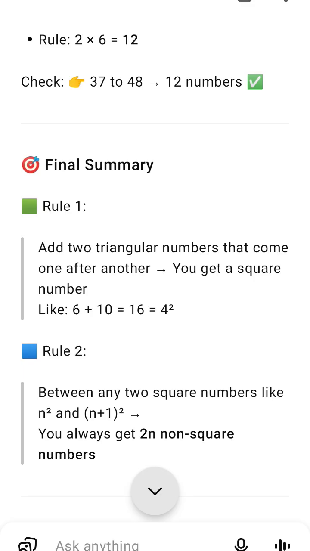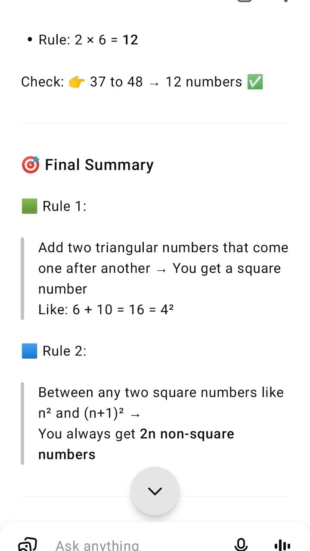Now let's look deeper. Let's count. Between 1 squared equals 1 and 2 squared equals 4: numbers 2, 3, total equals 2. Between 2 squared equals 4 and 3 squared equals 9: numbers 5, 6, 7, 8, total equals 4. Between 3 squared equals 9 and 4 squared equals 16: numbers 10, 11, 12, 13, 14, 15, total equals 6. Between 4 squared equals 16 and 5 squared equals 25: numbers 17, 18, 19, 20, 21, 22, 23, 24.